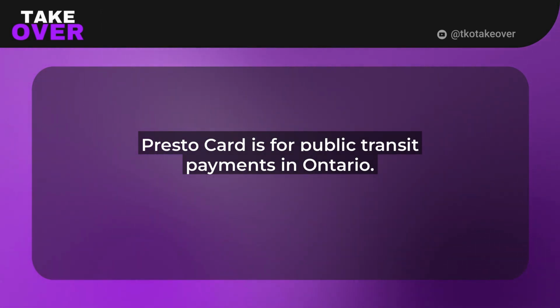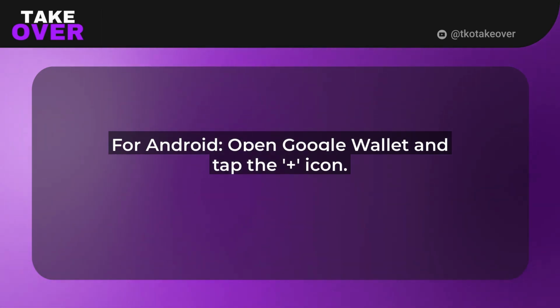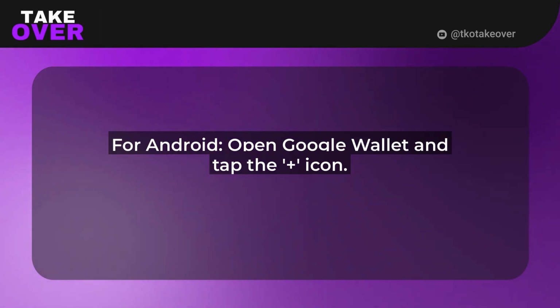Starting with Android devices, which work directly with Google Wallet. Open the Google Wallet app on your phone. Make sure you have the latest version installed. Head to the Google Play Store if needed. Next, tap the plus icon to add a new card. Select Transit or Payment Cards, then choose Presto Card.